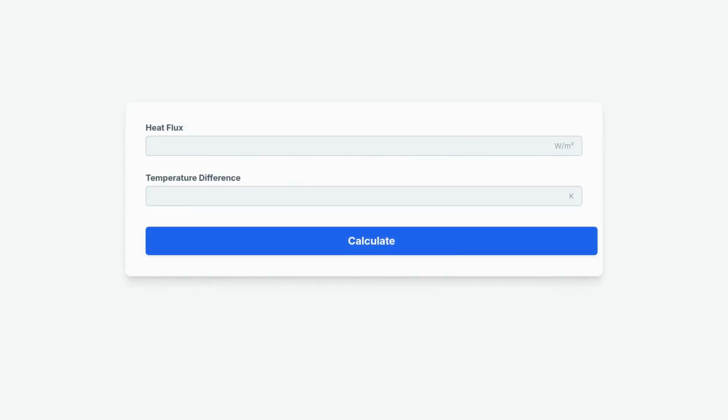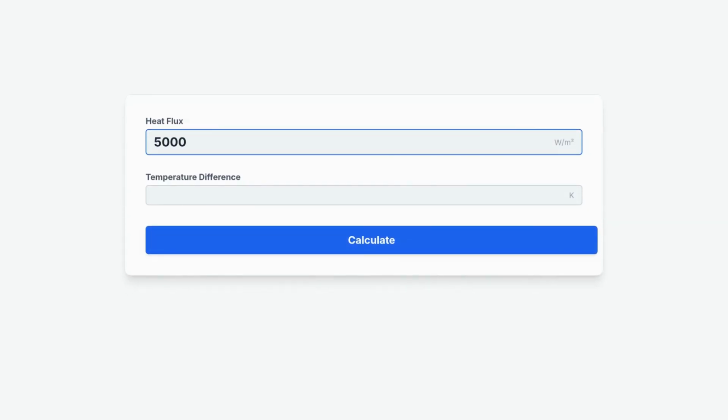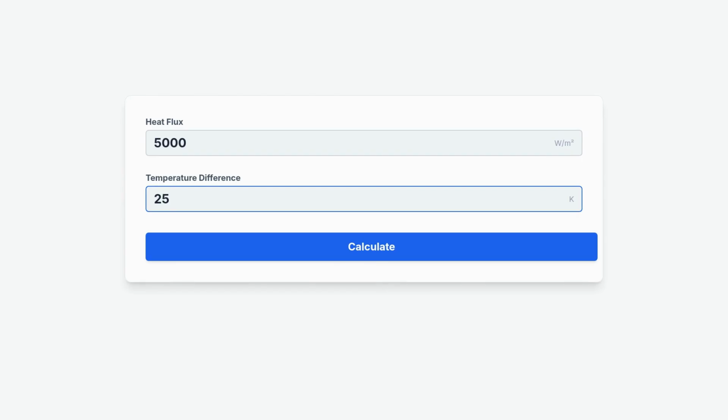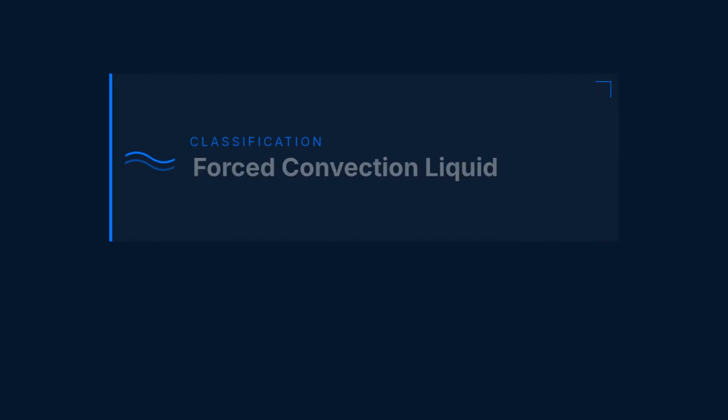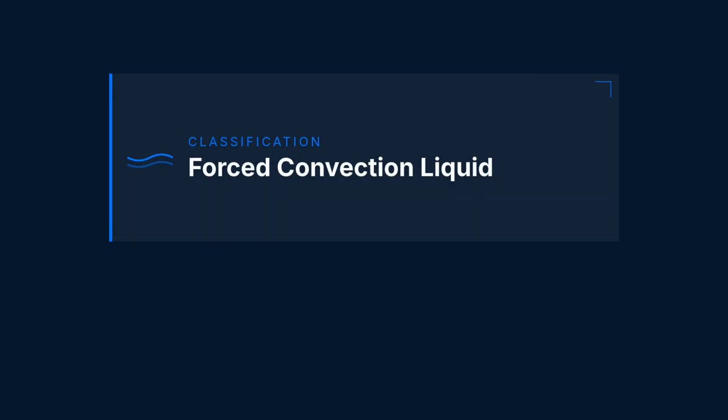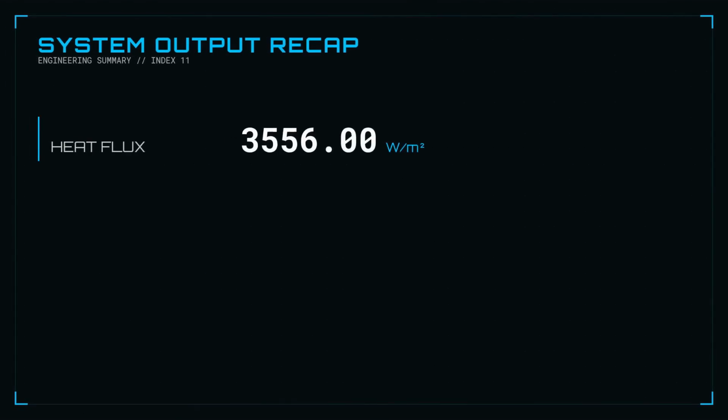Here's our example calculation. With heat flux of 5,000 watts per square meter and temperature difference of 25 Kelvin, clicking Calculate gives us a primary result of 200 watts per square meter Kelvin. The classification shows forced convection liquid, indicating the heat transfer regime. The output confirms our heat flux at 5,000 watts per square meter and temperature difference at 25 Kelvin.